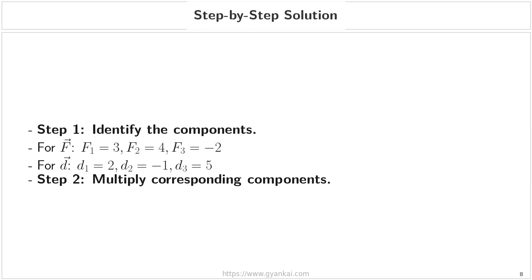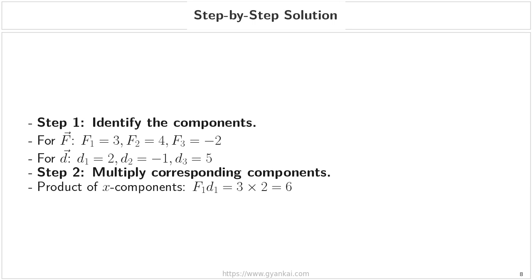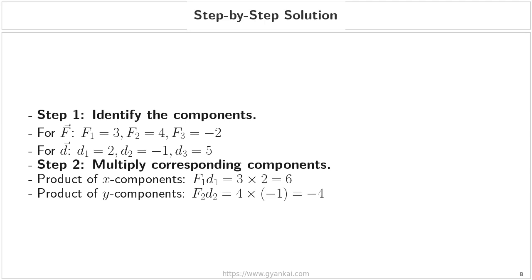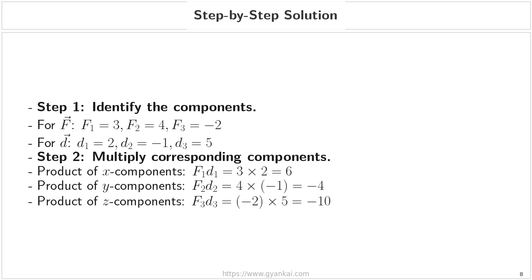Next, we move to step 2, multiply the corresponding components. This is where we pair them up. We multiply the x components together, 3 times 2, which gives us 6. Then, we multiply the y components, 4 times negative 1, which results in negative 4. Finally, we multiply the z components, negative 2 times 5, which gives us negative 10.